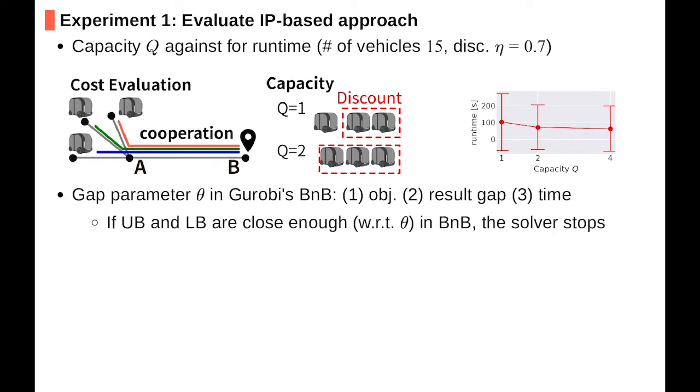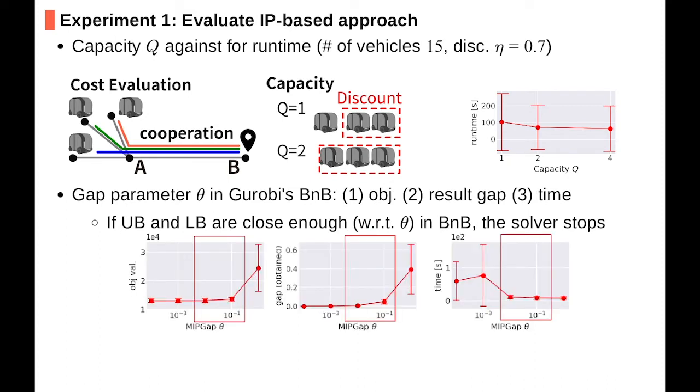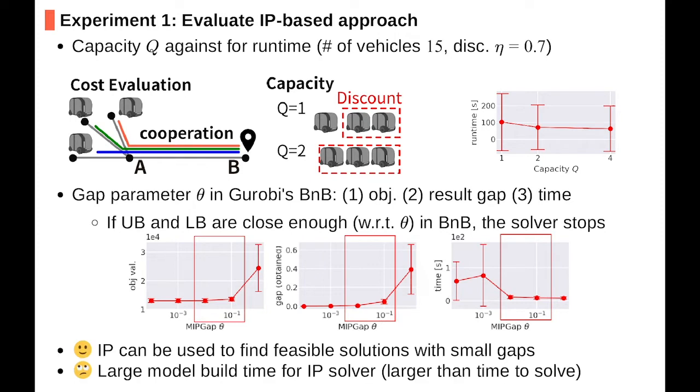Second, we observe the behavior of IP solvers with respect to the parameter theta used in the branch and bound procedure. In branch and bound, if both the upper bound and lower bound are close enough, the solver stops. Three figures show travel cost, resulting gaps by solvers, and run times. So we can see that if we set theta to 0.01 or 0.1, the computed result seems to be almost optimal. In addition, computational times are not so large. We conclude that we can use the IP solver to find feasible solutions.